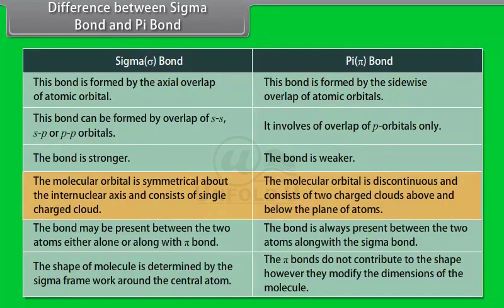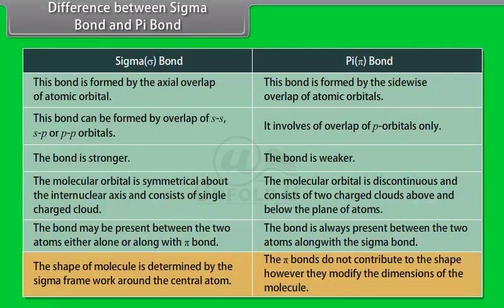In sigma bond, the molecular orbital is symmetrical about the internuclear axis and consists of a single charged cloud, whereas in pi bond, the molecular orbital is discontinuous and consists of two charged clouds above and below the plane of atoms. Sigma bond may be present between two atoms either alone or along with pi bond, whereas pi bond is always present between two atoms along with the sigma bond.